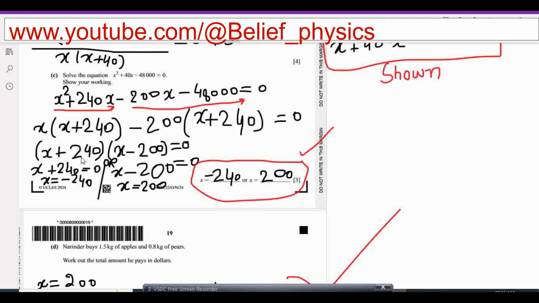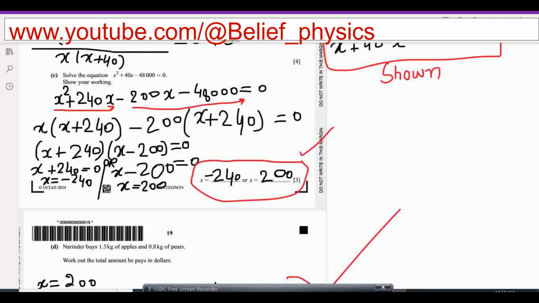When the product of two numbers is equal to 0, it means either one is 0 or the second is 0. So x plus 240 is equal to 0 or x minus 200 is equal to 0. From here we get x equal to minus 240, and from here we get x equal to 200. So x equal to minus 240 and x equal to 200 are the solutions of the given equation.